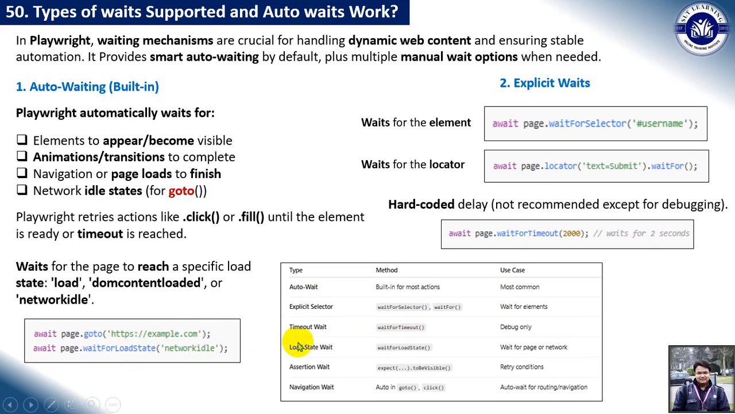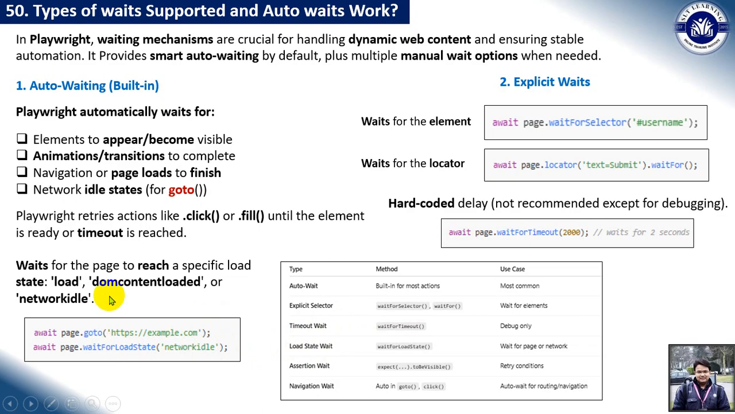Then load state wait means if you want to wait for a certain state to be loaded, you can use this particular command. Assertion wait means expect, then this particular element to be visible or to be enabled, or something to happen, then you can use that wait. Then navigation wait is automatic for click and goto actions. Navigation wait will automatically rely on the auto-wait for routing and navigation.